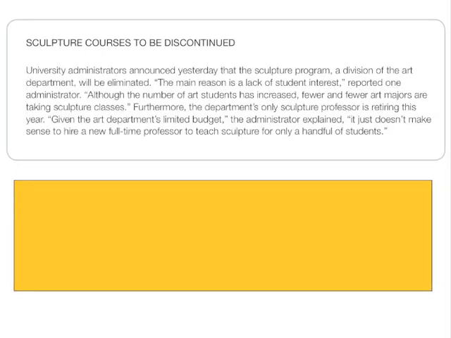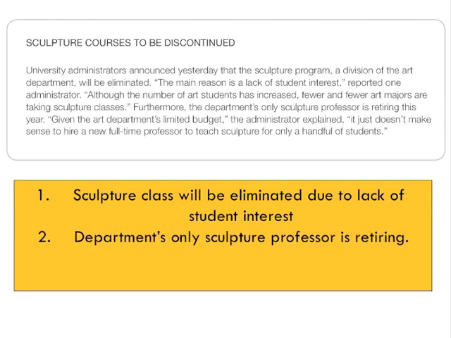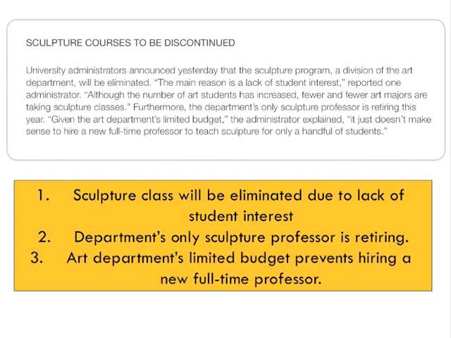Well, again, sometimes it's easy to look at sentences and try to combine information. So first off, as we look through the reading, we notice that the first 2 sentences really talk about the fact that sculpture class will be eliminated due to a lack of student interest. The next couple of sentences talk about the fact that the department's only sculpture professor is retiring. And finally, because of the limited budget, it prevents hiring a new full-time professor.